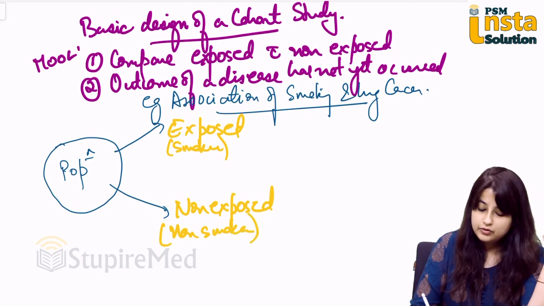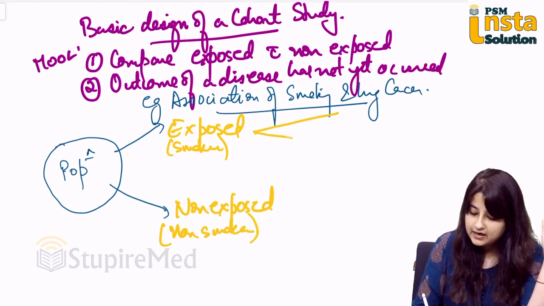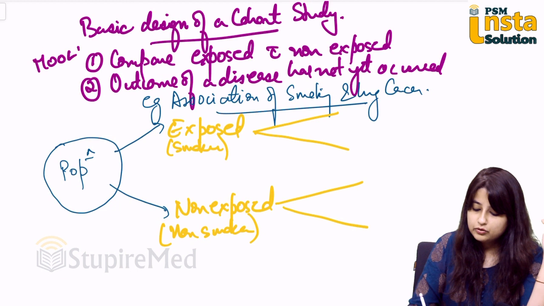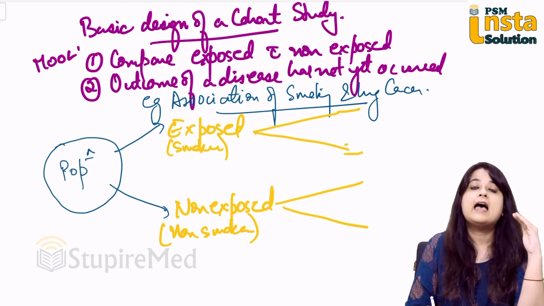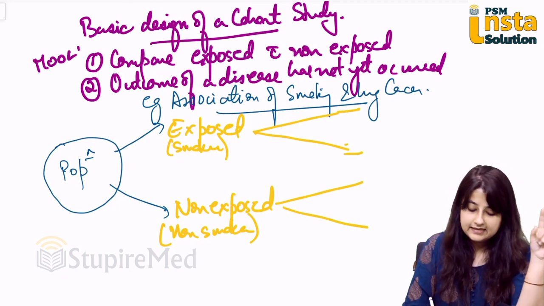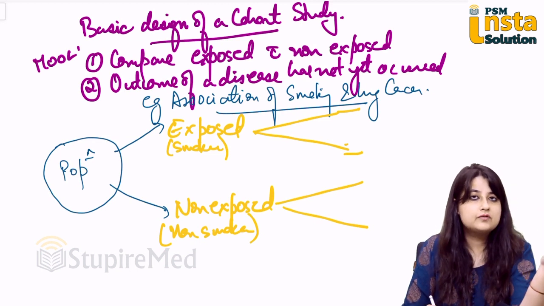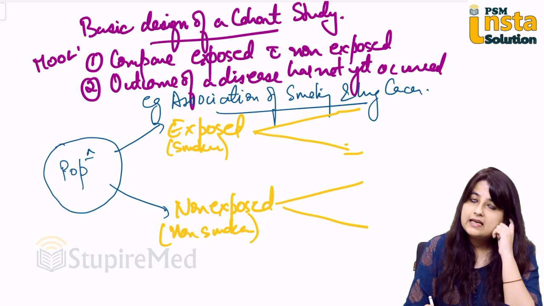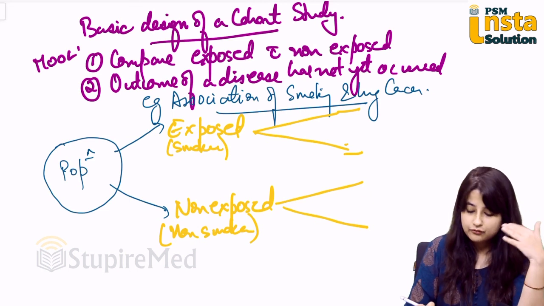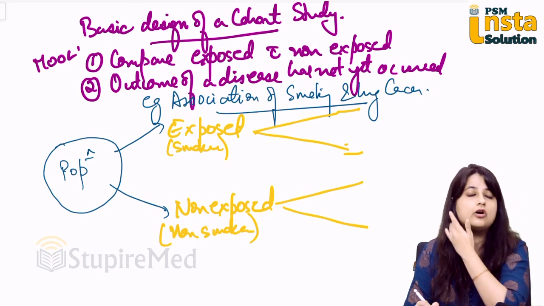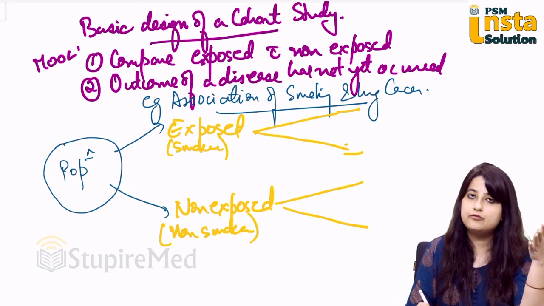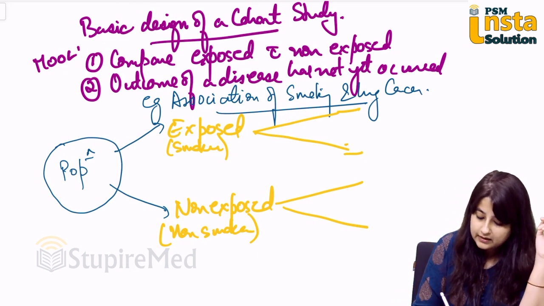Okay, then what you do? You follow them over a period of time, both of these groups, to see how many developed a disease out of the smokers, how many do not develop the disease out of the smokers. Similarly, how many developed the disease out of non-smokers and how many did not develop the disease out of non-smokers. So what are we doing here?